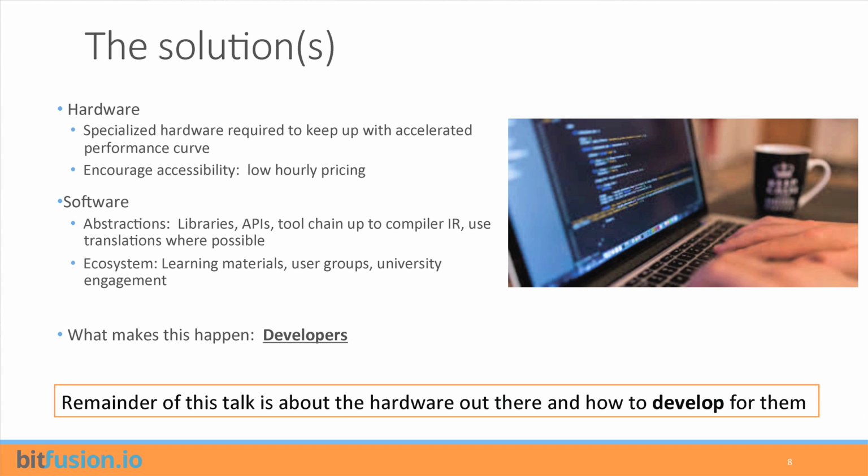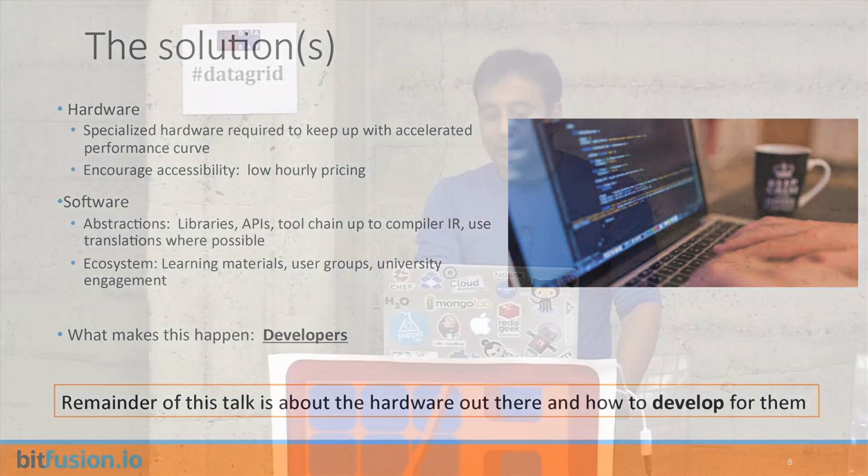Now, I kind of led to this a little bit. Developers are the guys who actually make everything happen, right? There's specialized hardware, low hourly pricing, libraries, APIs, and everything. How are you going to access it? The remainder of the talk is primarily going to be about the details of the hardware that's out there and how to develop for it. There's all this hardware. How do you develop for it?